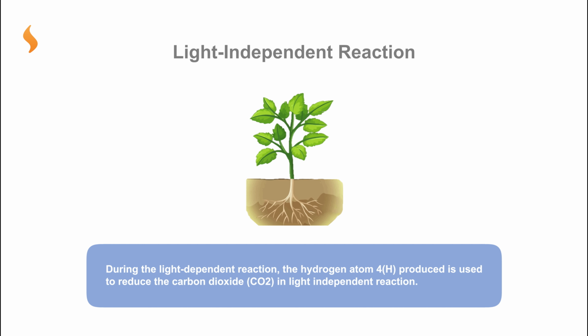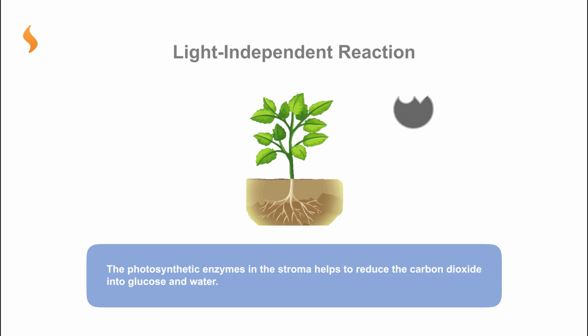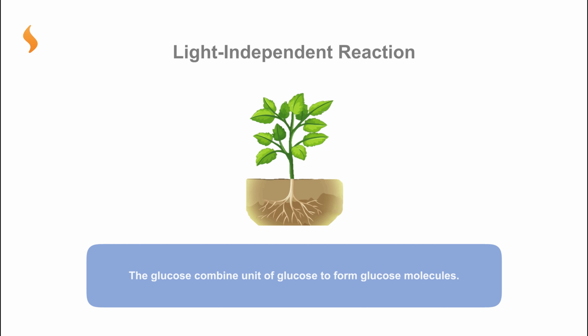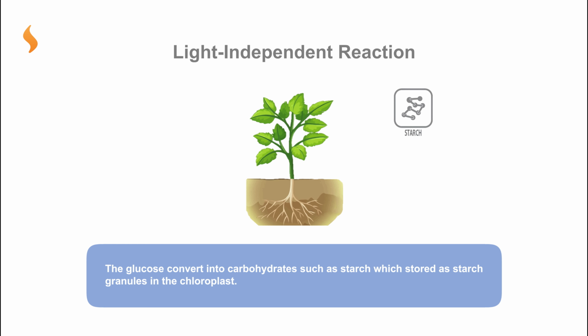During the light-dependent reaction, the hydrogen atoms, 4H, produced are used to reduce the carbon dioxide, CO2, in light-independent reaction. The photosynthetic enzymes in the stroma help to reduce the carbon dioxide into glucose and water. The glucose units combine to form glucose molecules. The glucose is converted into carbohydrates such as starch, which is stored as starch granules in the chloroplast.